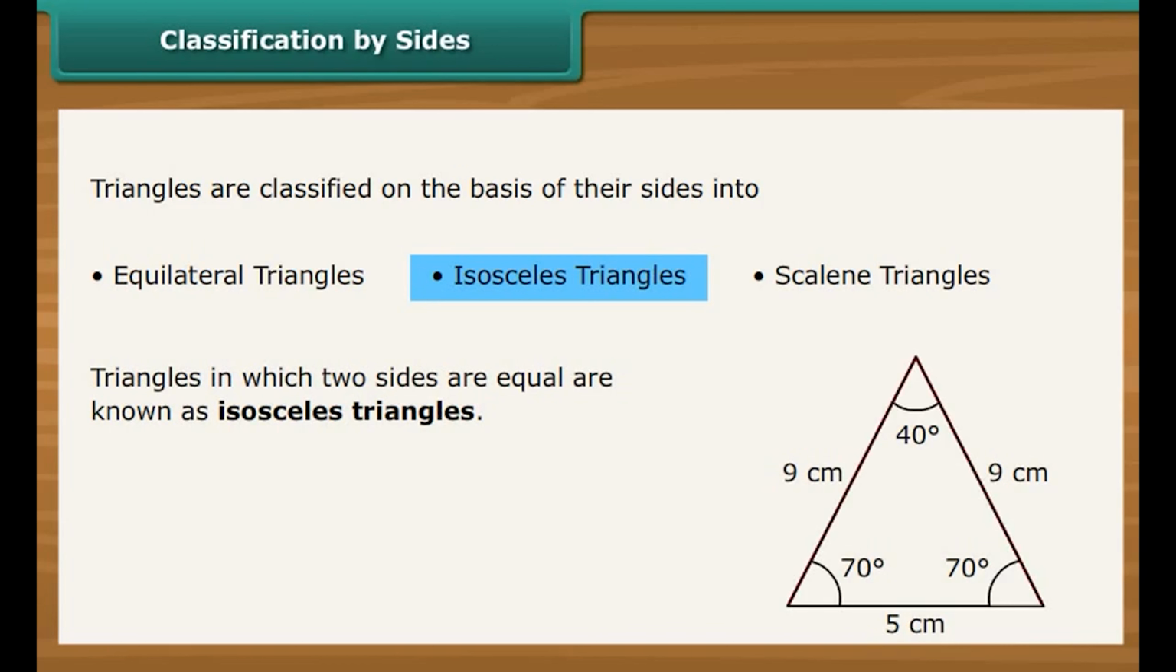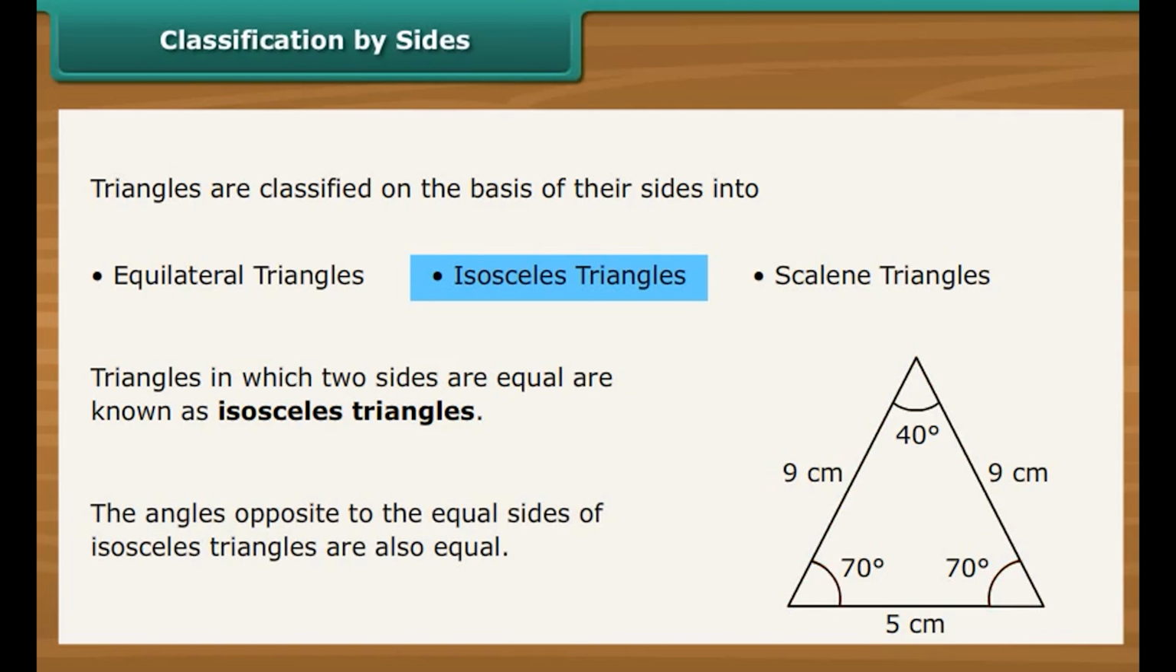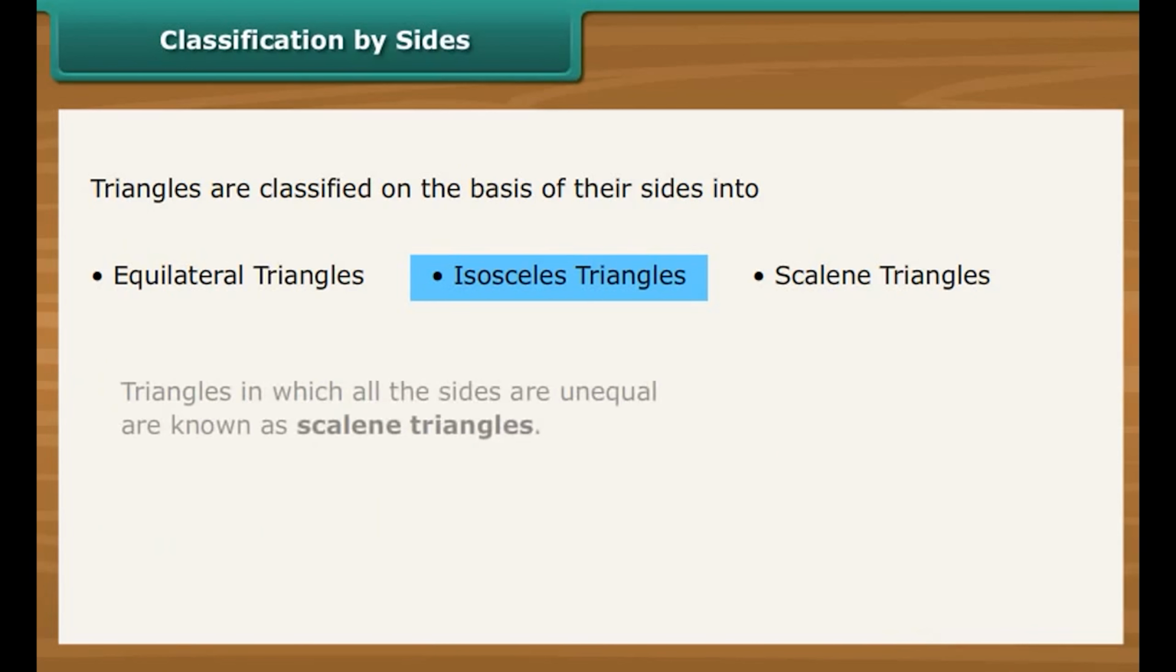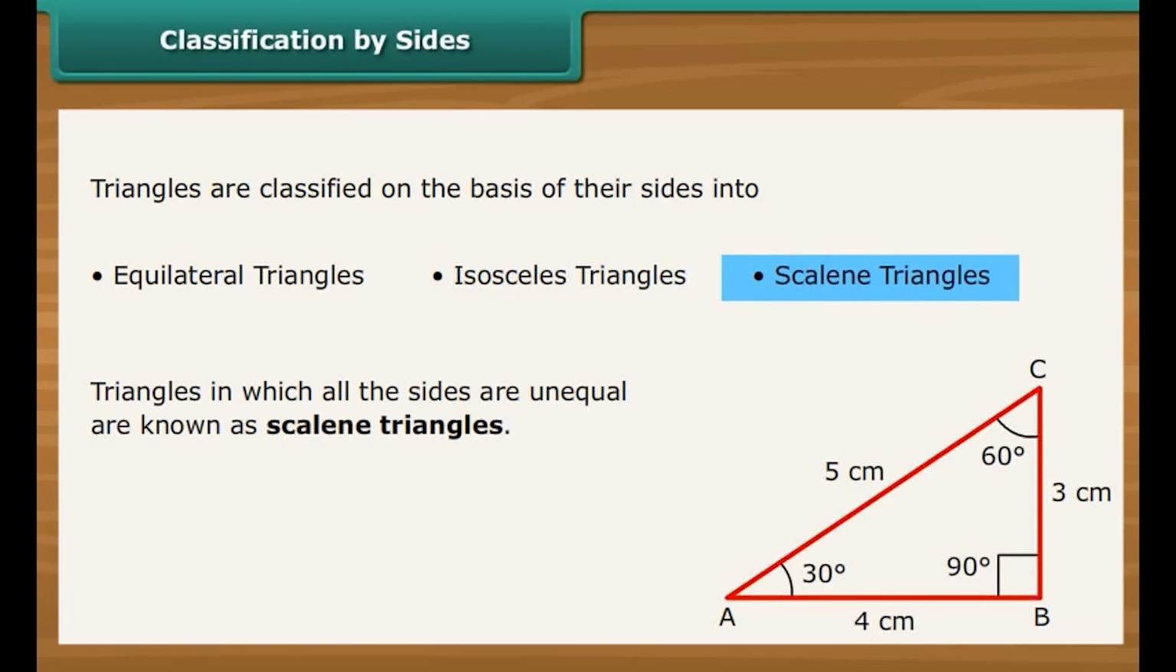Triangles in which 2 sides are equal are known as isosceles triangles. The angles opposite to the equal sides of isosceles triangles are also equal. Triangles in which all the sides are unequal are known as scalene triangles. All the angles of scalene triangles are unequal.